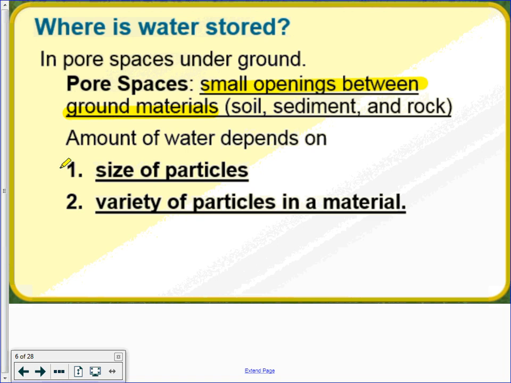Well, here it is. Number 1, the amount of water in a pore is going to depend on the size of the particles. And number 2, the variety of particles. Similar to Tuesday, if you have all the same sizes, there's going to be more space in between them. If you have a mixture of sizes, like outside here at school, if you scoop up the ground, there is a mixture of sizes, sand and gravel and silt.